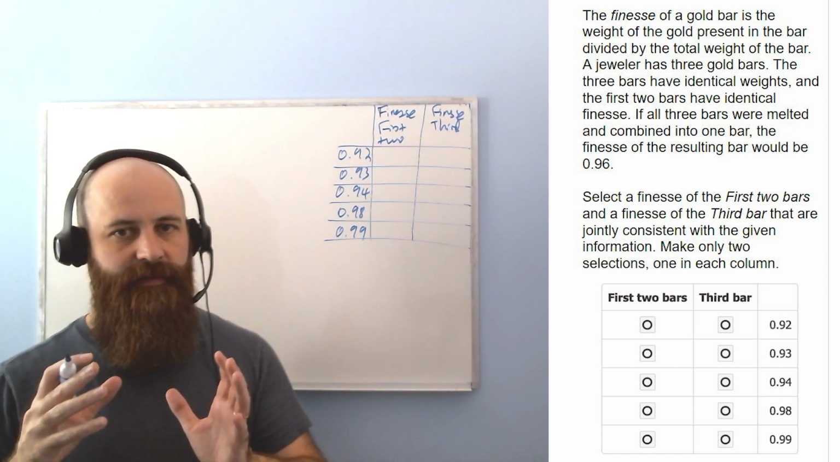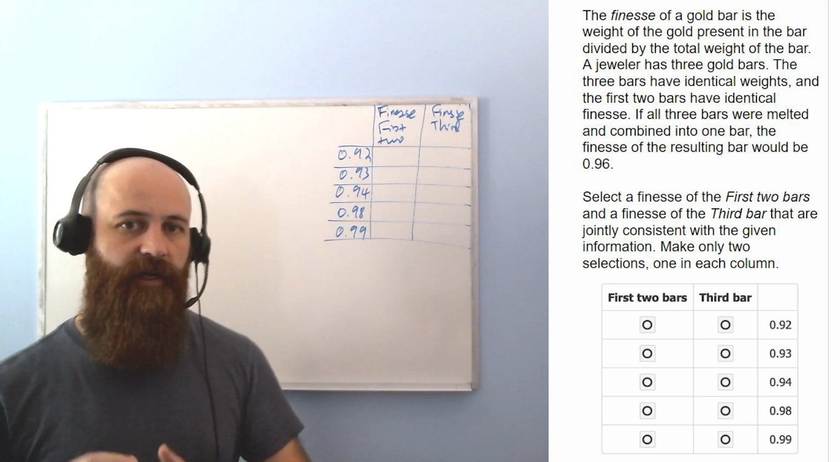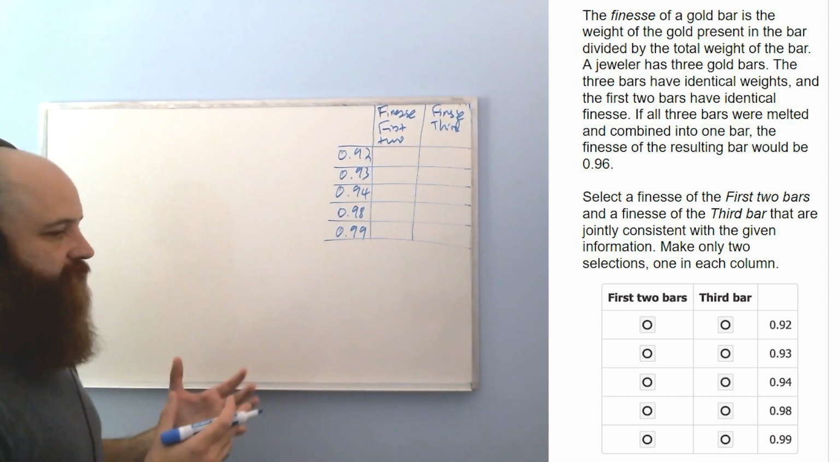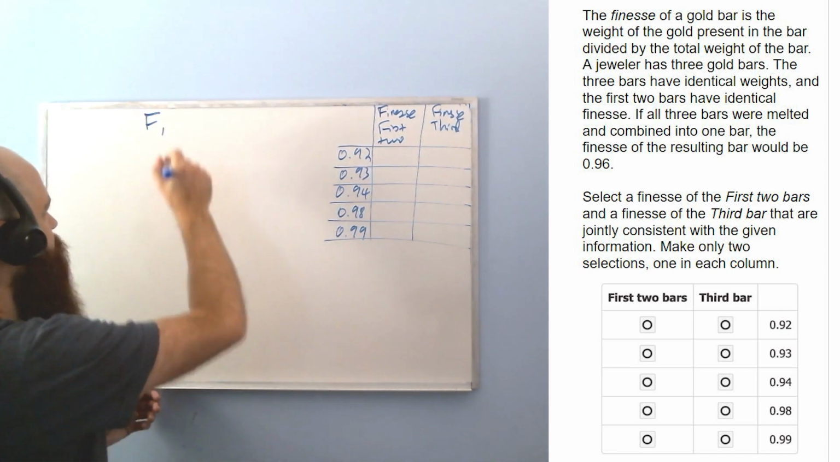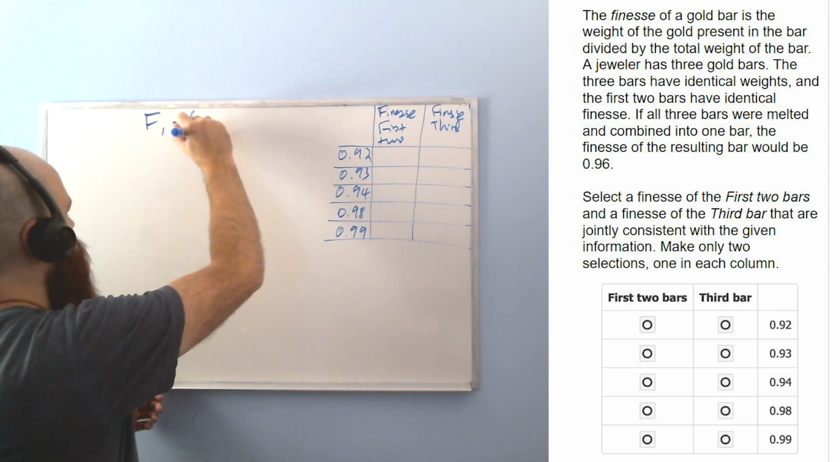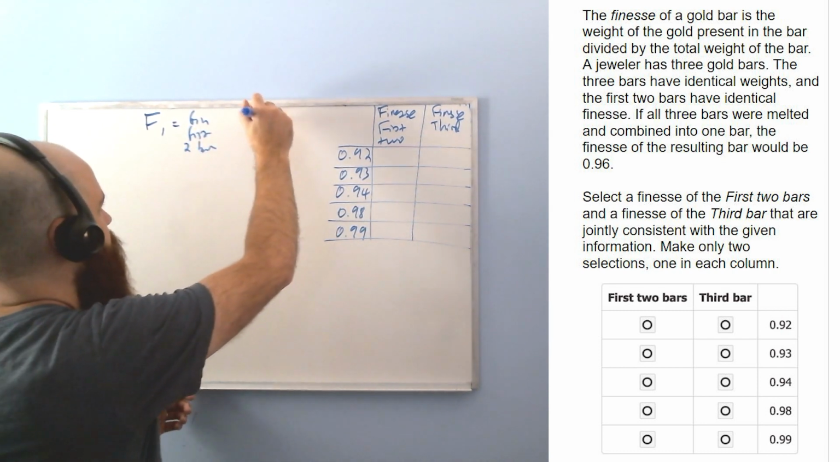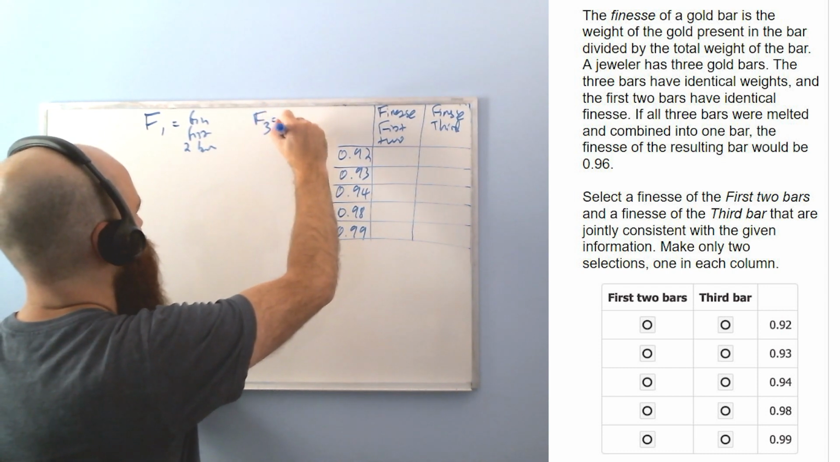Okay. Select a finesse of the first 2 bars and a finesse of the third bar that are jointly consistent with the given information. Okay, so they're asking for the finesse of the first 2 bars. Maybe I'll give myself a variable for that, f1. That's the finesse of the first 2 bars. And they're asking for the finesse of the third bar. So I'll say maybe f3, and that's the finesse of the third bar.